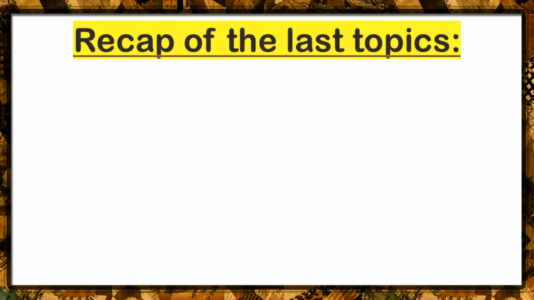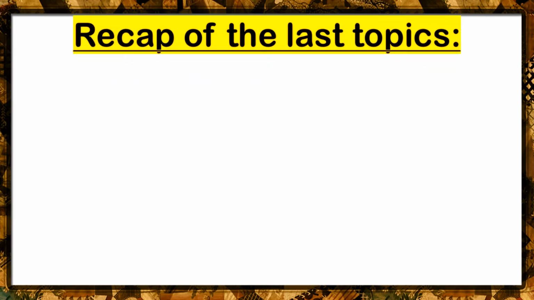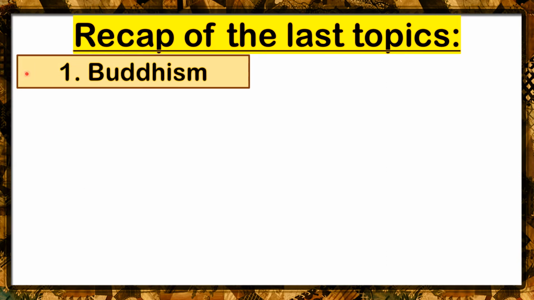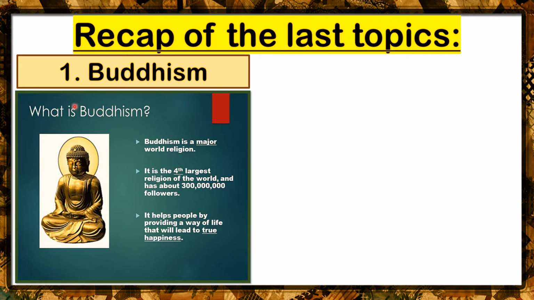Class, before we proceed with our online discussion, I would like us to have a short recap or review of the last topics that we had. The first one is Buddhism. What is Buddhism? Buddhism is a major world religion. It is the fourth largest religion of the world and has about 300 million followers. It helps people by providing a way of life that will lead to true happiness.